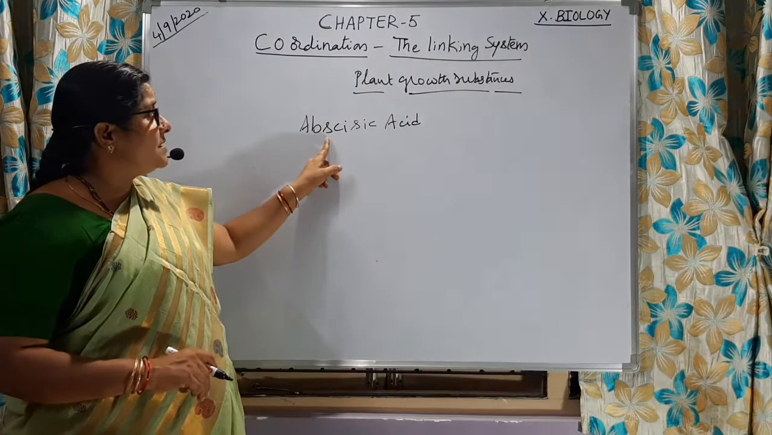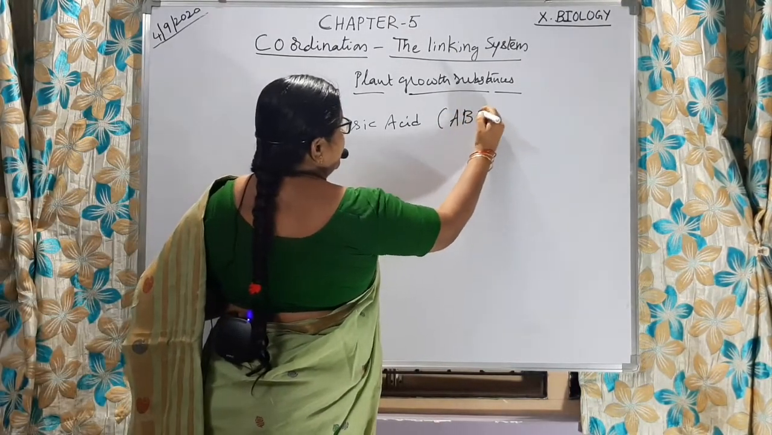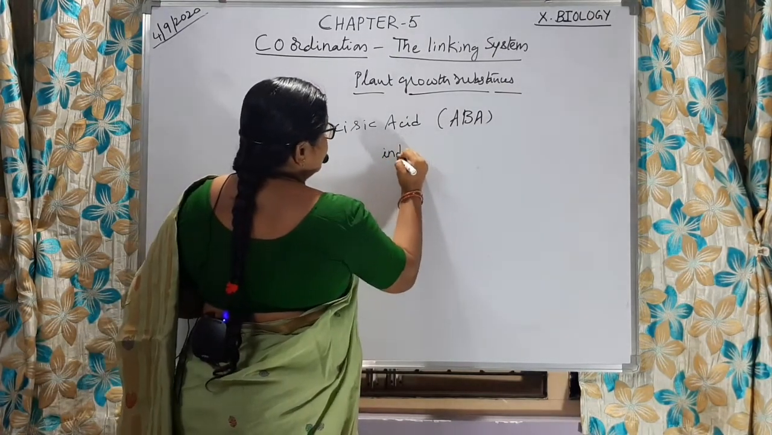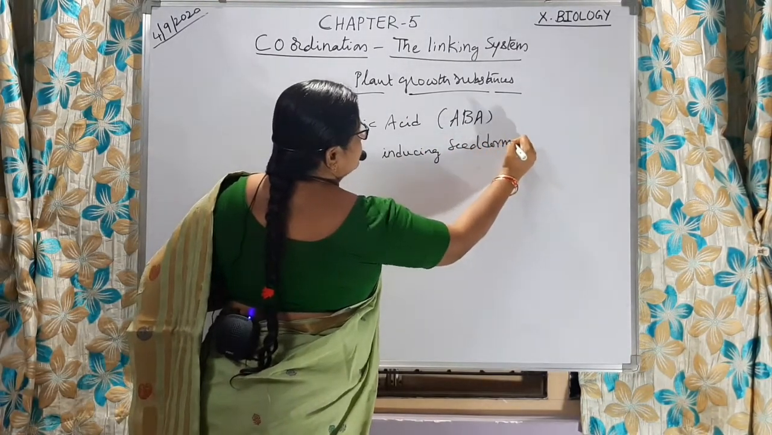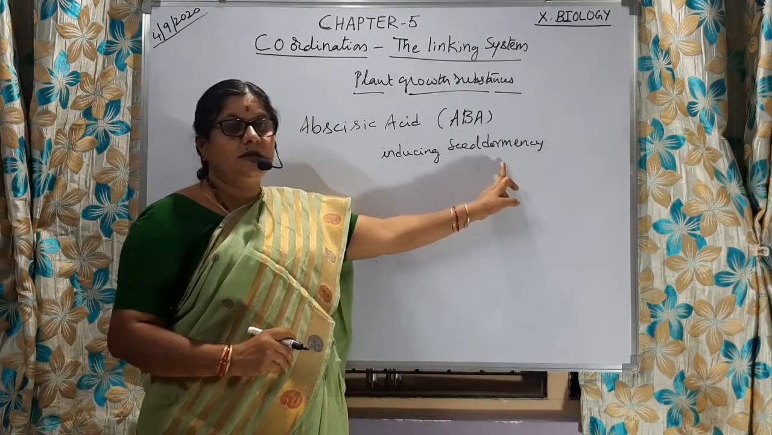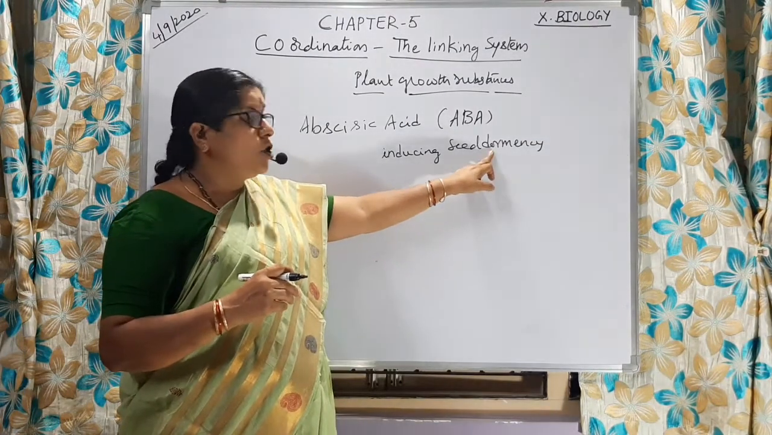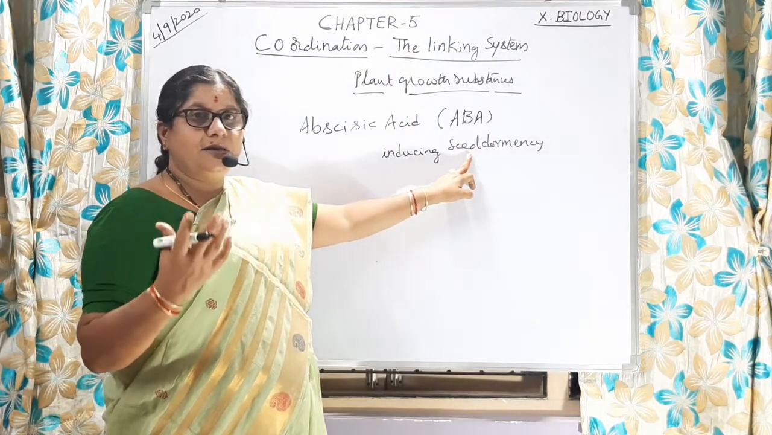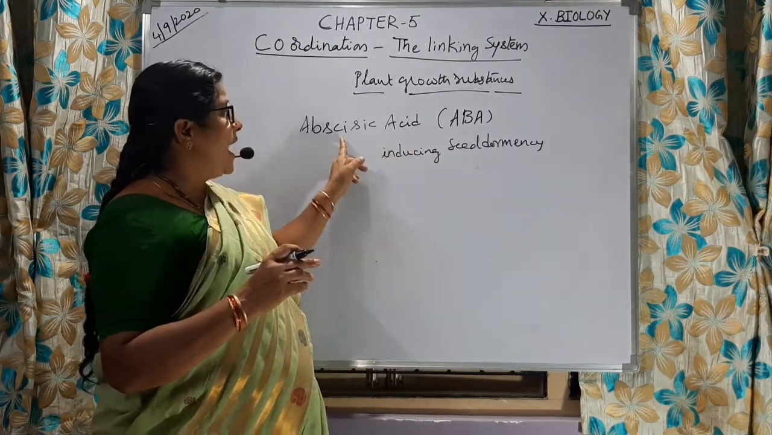Another plant growth substance is abscisic acid. It is also called ABA. It helps in inducing seed dormancy. What is the meaning of seed dormancy? The resting period of the cell actually. That we call dormancy. Here seeds are not continuously developing into further parts. For a certain period of time they will be there as seeds. That is because of abscisic acid.